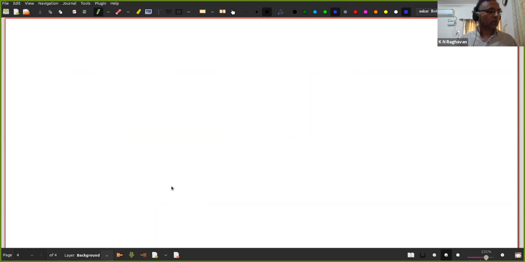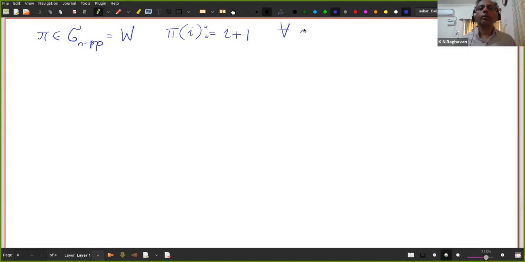Okay. So now there is an important element pi in S n P P and therefore in the Weyl group. And what is that? This is the obvious one. So pi of i is, by definition, i plus 1 for all i. So it's the shift.